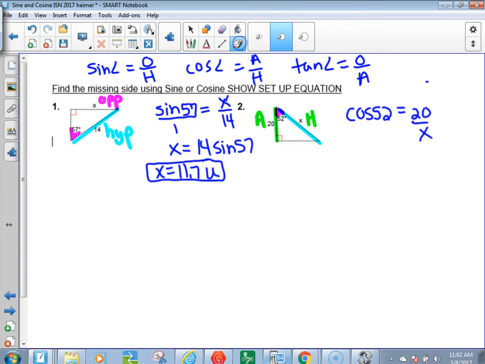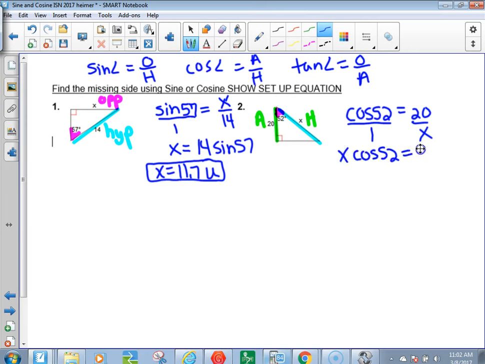You can't always assume that x is going to be in the numerator. It's not. X is on the hypotenuse. We're finding the hypotenuse, so x is in the denominator of the setup. We multiply across, and we get x times the cosine of 52 equals 20. Now we divide by the cosine of 52. So we type 20 divided by the cosine of 52, and give me your answer.